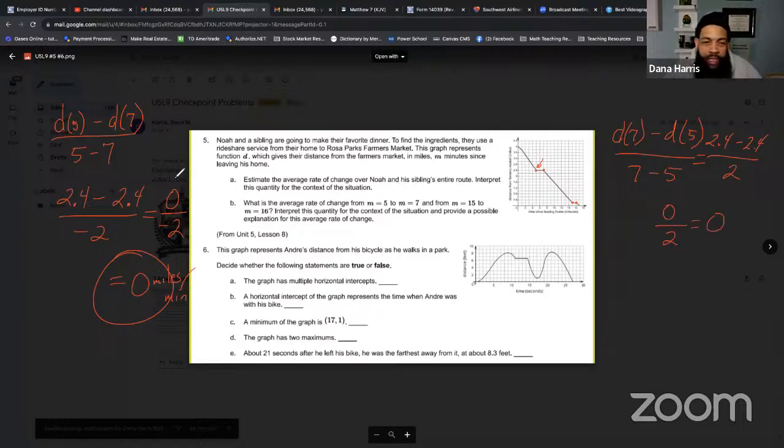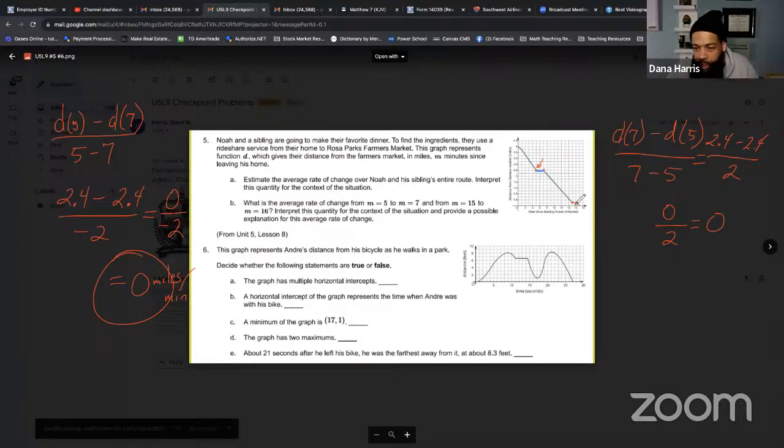Well, when you look at this graph, notice that it's flat from the 5th minute to the 7th minute, right? So remember, the y value is not changing. It's staying the same. So what this means is that they're probably at a stoplight, right? So this could be that they're at a stoplight during this time.